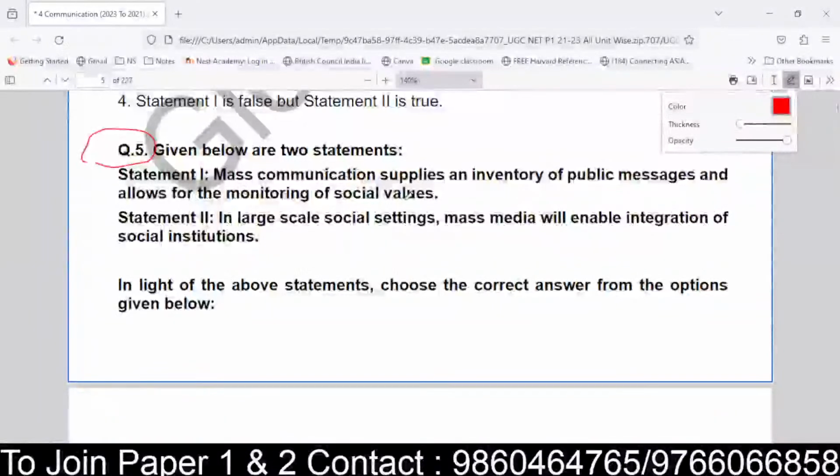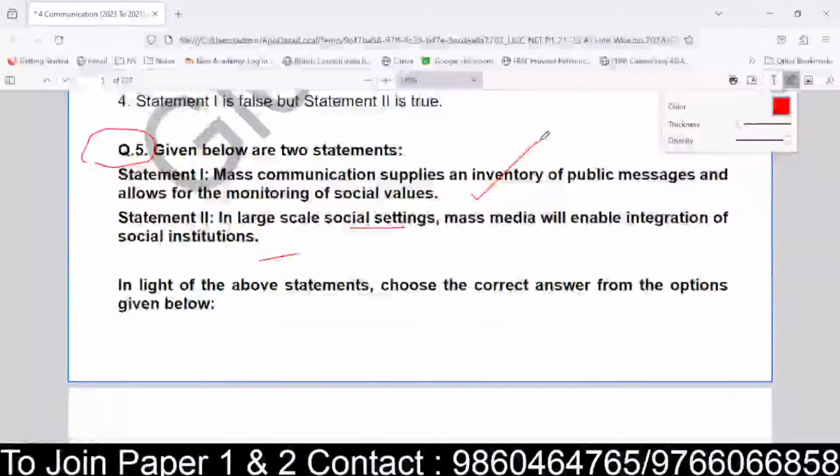Statement 1: mass communication supplies an inventory of public messages and allows for monitoring of social values. Statement 2 says that in large scale social settings, mass media will enable integration of social institutions. So we are talking about mass communication, which supplies an inventory of public messages and allows monitoring. It is an inventory of public messages, but monitoring is also there. So this statement definitely stands to be true.